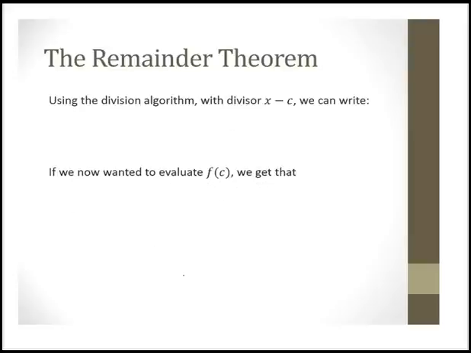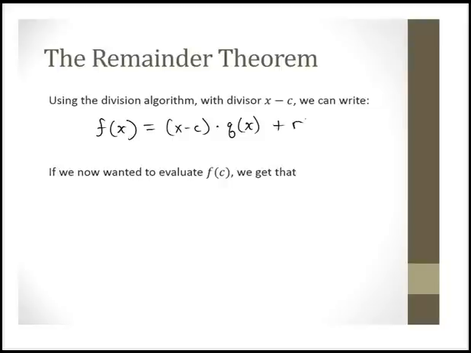All right, starting this part over. Let's look at the remainder theorem. Using the division algorithm with divisor x minus c, since we have a linear divisor, that means our remainder will end up being a constant, just a number instead of an actual function. So we can write, using the division algorithm, that our original function, f of x, can be written as the divisor, x minus c, times the quotient, q of x, plus a remainder.